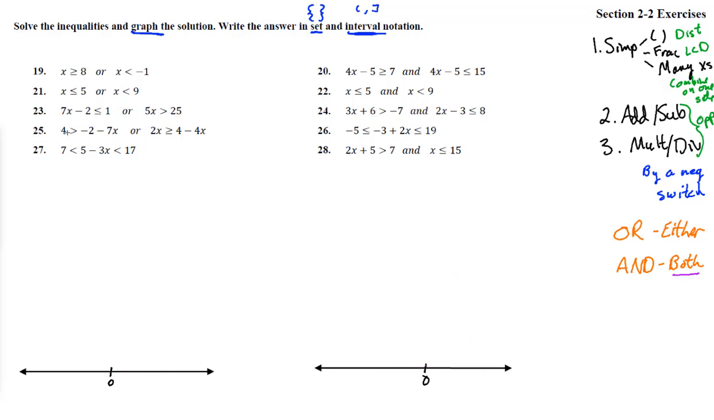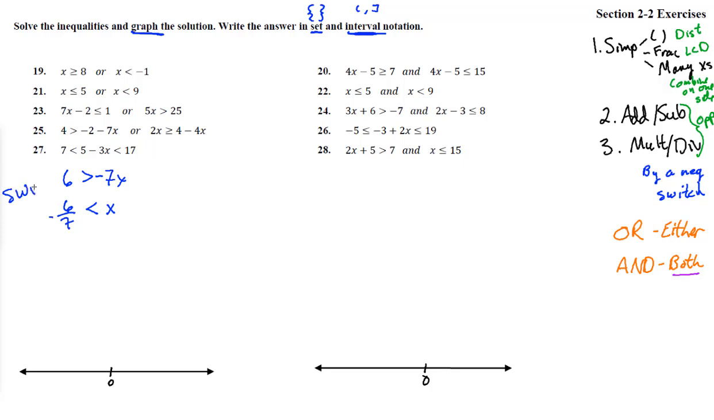Excellent. Great. Number 25. 4 is greater than negative 2 minus 7x. So add 2 to both sides and we get 6 greater than negative 7x. So divide by negative 7. Oh, look at that. If we divide by a negative, we switch it. Remember, that is x is bigger than 6 divided by a negative 7. So negative 6/7. Ooh, pay attention to that.